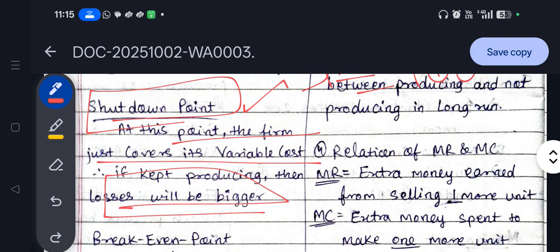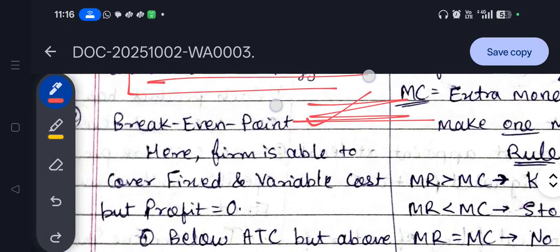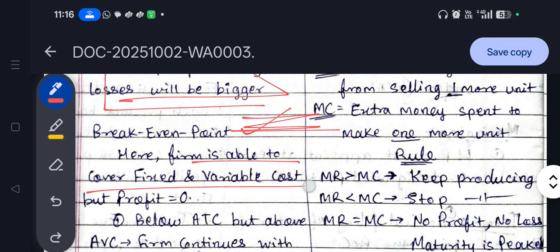Every company, when they are not performing well and are faced with external problems like competition or a change in customer tastes and preferences, has to face these two problems. Initially, every company faces the break even point problem. The break even point says the firm is able to cover fixed and variable cost but the profit is zero. So it is basically a no profit no loss situation, right?